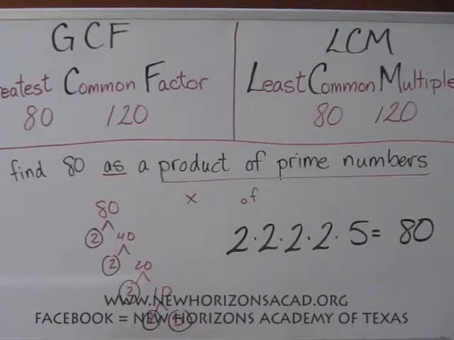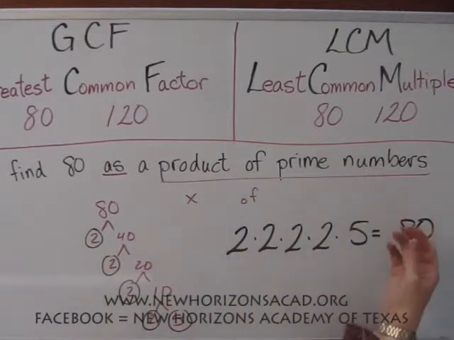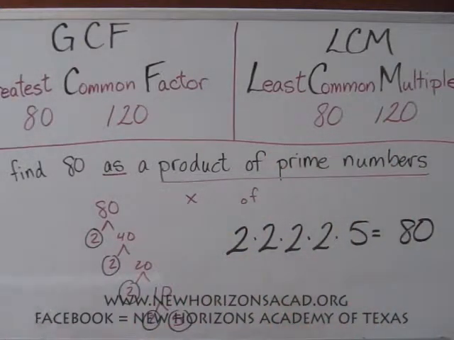And just to prove it, in case this part is new to you, 2 times 2 is 4, times 2 is 8, times 2 is 16, times 5 is 80. Okay, you will need to be able to write a number as a product of prime numbers in order to do the next video. So if this is new to you, practice this first.